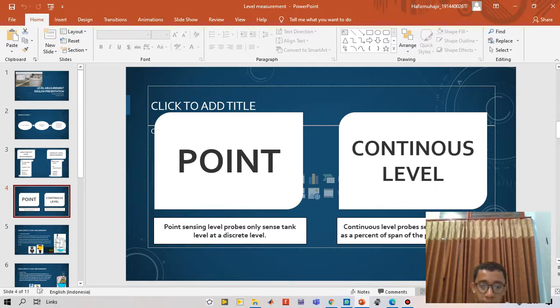Continuous level. Continuous level probes sense the tank level as a percent of span of the probe capabilities. Continuous level probes are typically used where we need some type of inventory control, where we need to know with some degree of confidence what the particular level in a tank is.